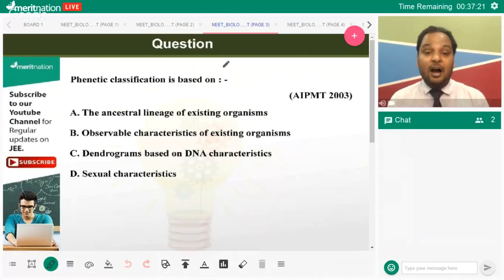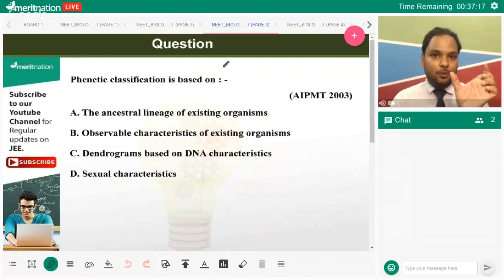That is a phylogenetic classification. Do you remember this word, phylogenetic classification? There is a very important sentence that we usually know in biology, that ontogeny repeats phylogeny. If you remember, yeah, exactly.